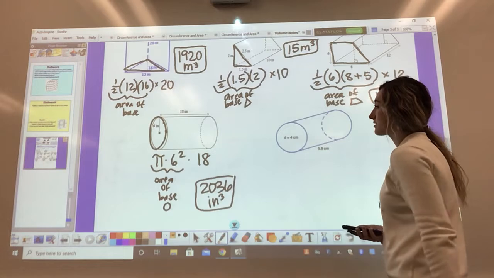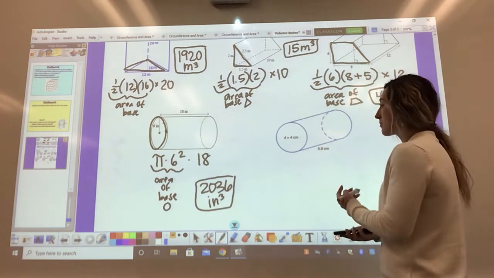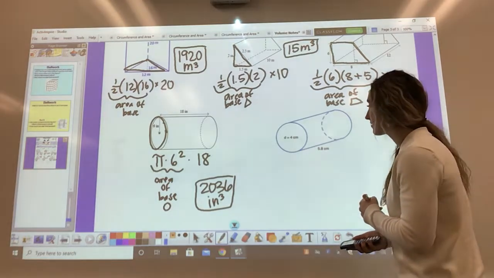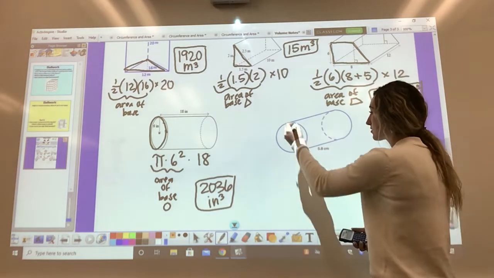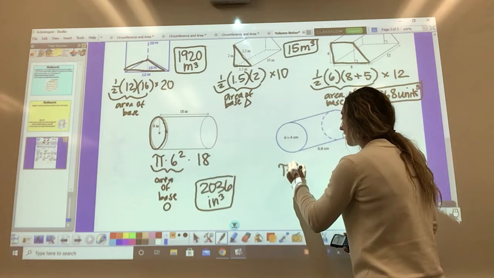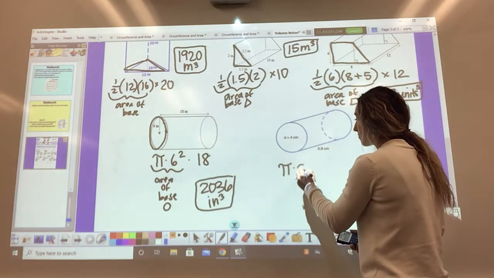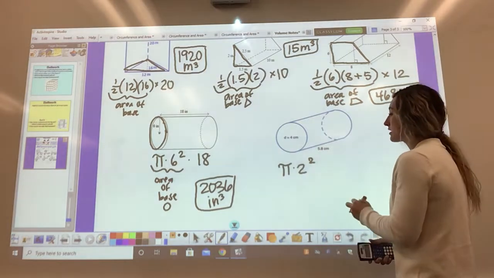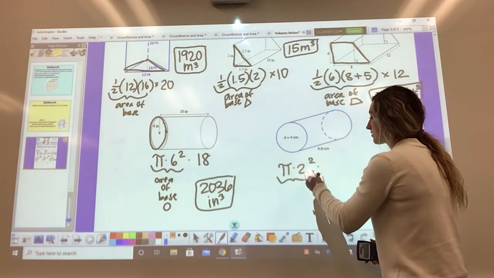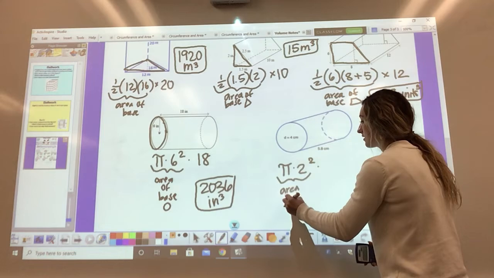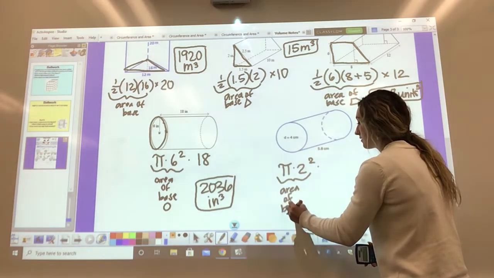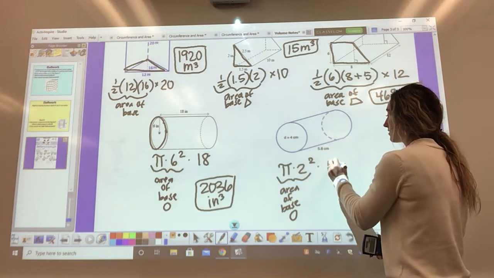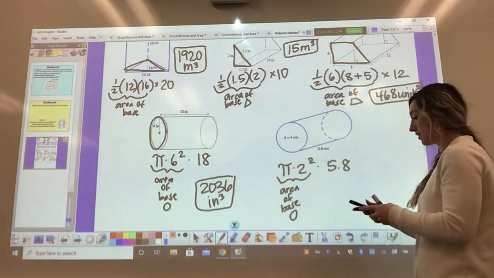And then our last cylinder, we're going to take the same approach, but we're given the diameter and we need the radius for our formula. So the area of this circle would be pi times the radius squared, so pi times 2 squared. The diameter is 4, that means the radius would be 2. So that gives us the area of the base shape, which is the circle, and multiply it by the height it was extended, which is 5.8.